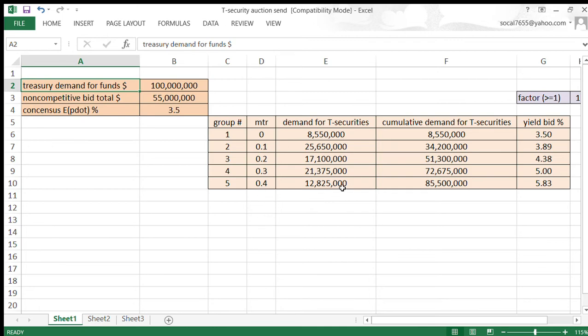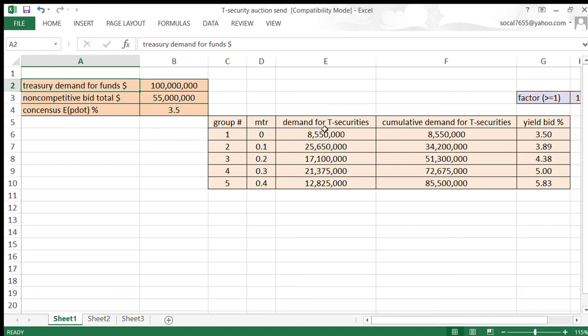We assume their demand is this. The cumulative demand now is 85.5 million. Demand for Treasury securities, also the supply of funds to the government potentially. And their yield bid is 5.83%. So the idea is, in this type of auction with competitive and non-competitive bidding, Treasury needs to get $45 million because it already has 55 from the non-competitive bidders.